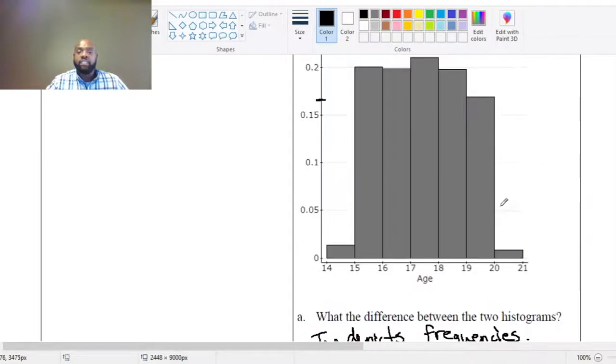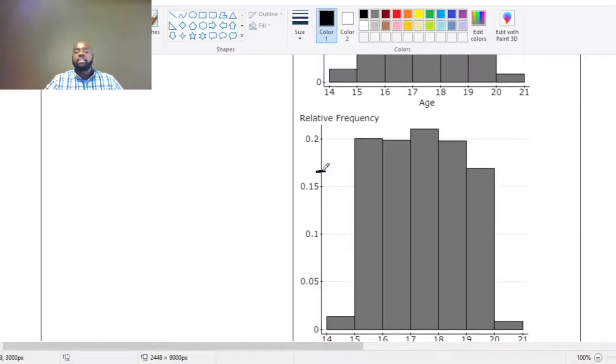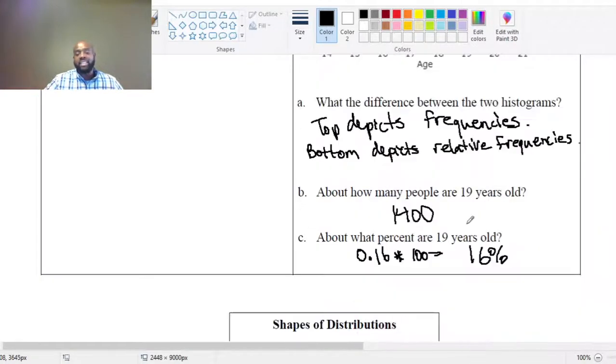Some people may say 17%. We're just looking at this to estimate it. Actually, I'm going to say 17% as well because it actually looks a little bit more than 16%. So I'm going to change that to 17%. But of course, we're estimating. That's why they use the word about. So I'm just going to say 17%. And there we go. All right.